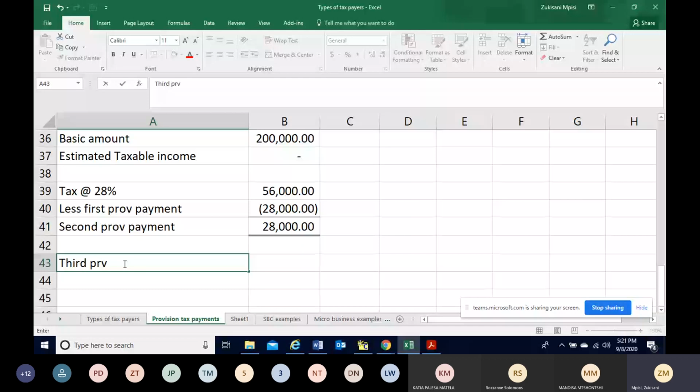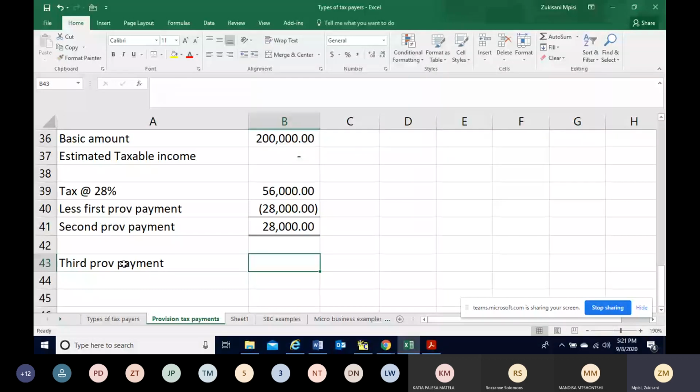Remember, when would this third provisional payment have been due? It would have been due 6 months after the second, which is now 30th September 2020. This is now 6 months after year end. The third provisional payment would be due. Now, let us look at what is the formula that we have to use for calculating the third provisional payment. For the third provisional payment, we have to determine an actual taxable income, and then we have to calculate the tax liability.